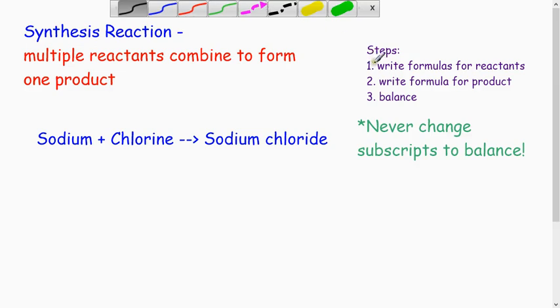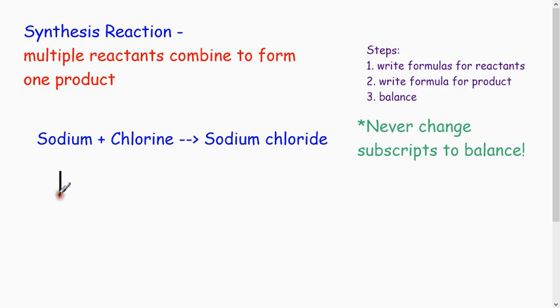The first step is to write the formulas for the reactants. In this case, my 2 reactants are both elements. Sodium is Na, and when I'm writing the formula for elements, I need to remember to double check whether they are one of the diatomic elements or not, which remember contain hydrogen, nitrogen, oxygen, fluorine, chlorine, bromine, and iodine.